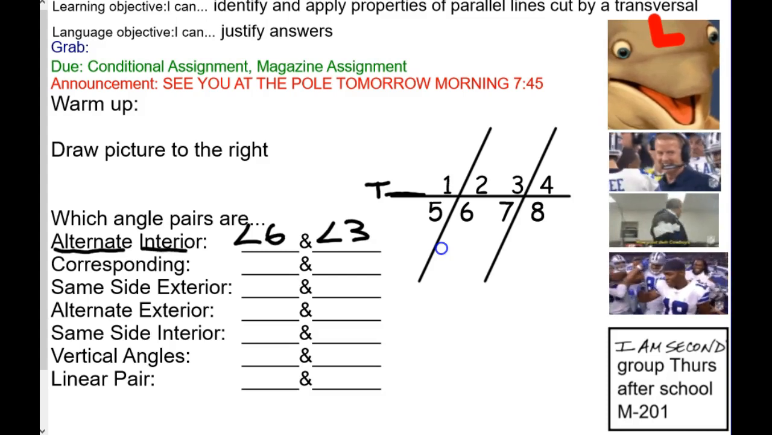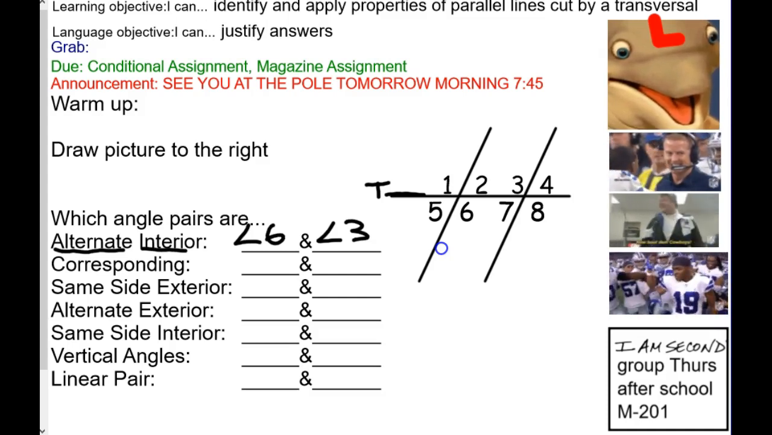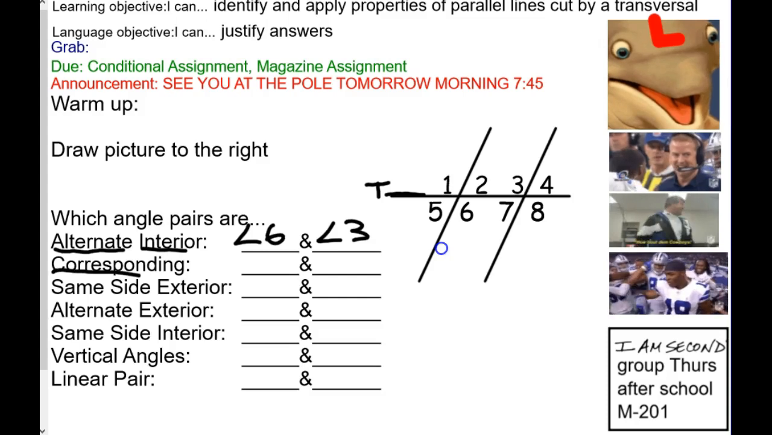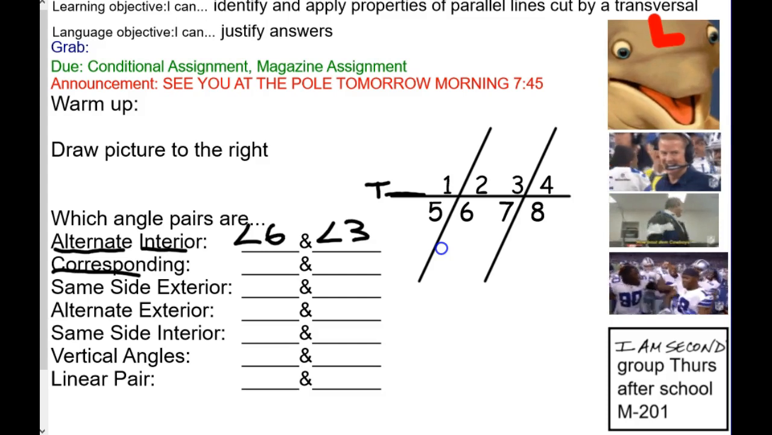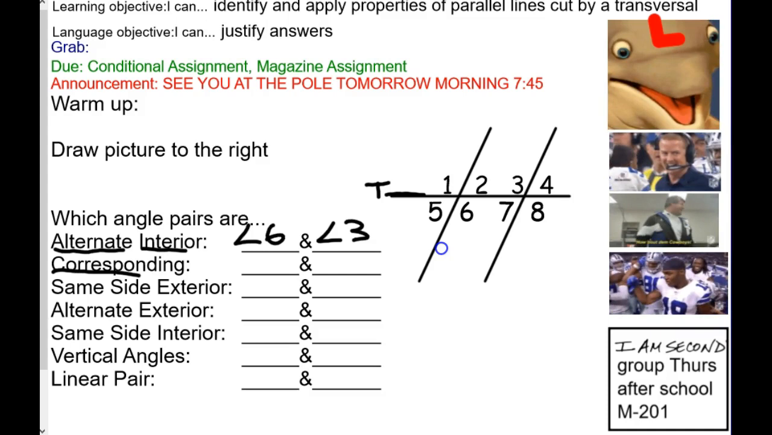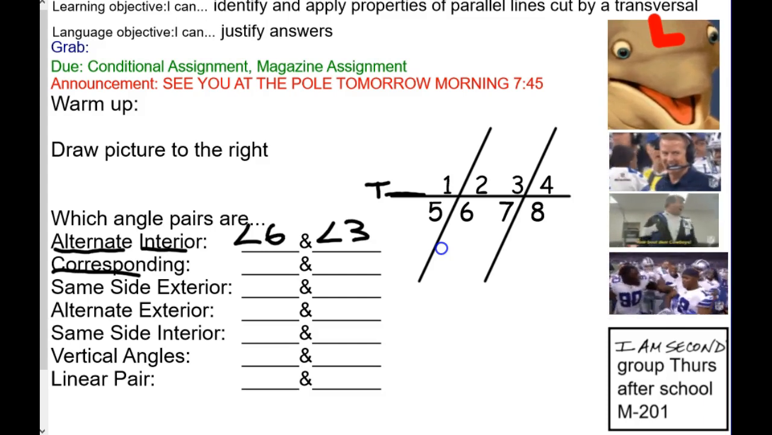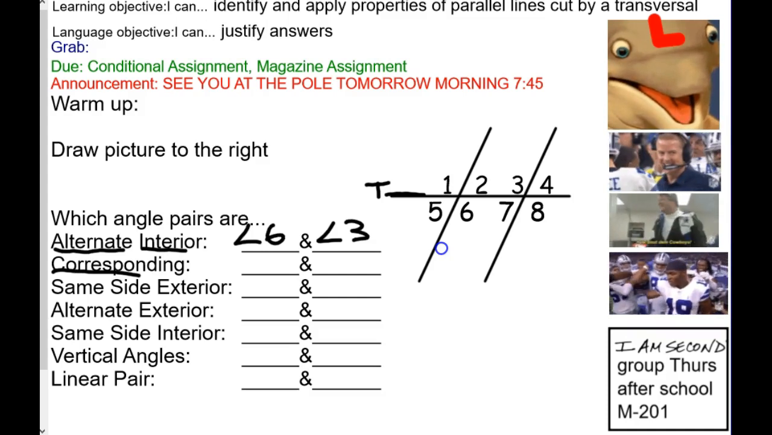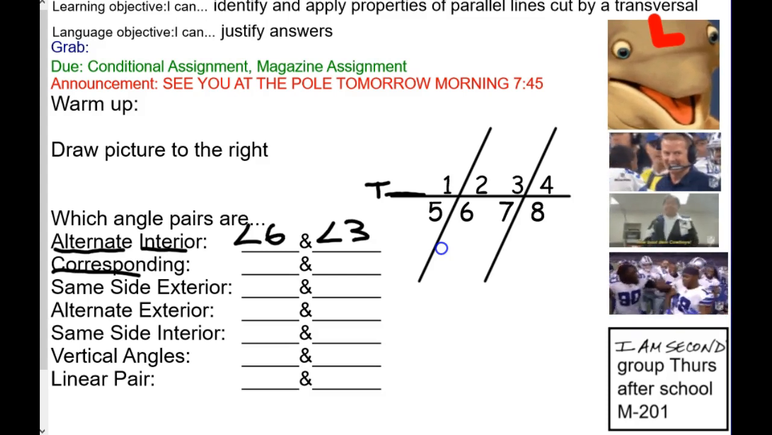Now, there's another pair of alternate interior, which is what? 2 and 7. So there's 2 pairs of alternate interiors. Okay? Corresponding. Now, this is the weirdest one. Corresponding is in the same position at a different intersection. So let's pick an angle. I'll pick angle 4, right? 4 is what part of this intersection? Top left, top right, bottom left, bottom right? Top right, right? So if 4 is at the top right, I go to the other intersection. Which one's at the top right? 2. So does everyone see how 4 is top right? 2 is top right. Those are called corresponding.